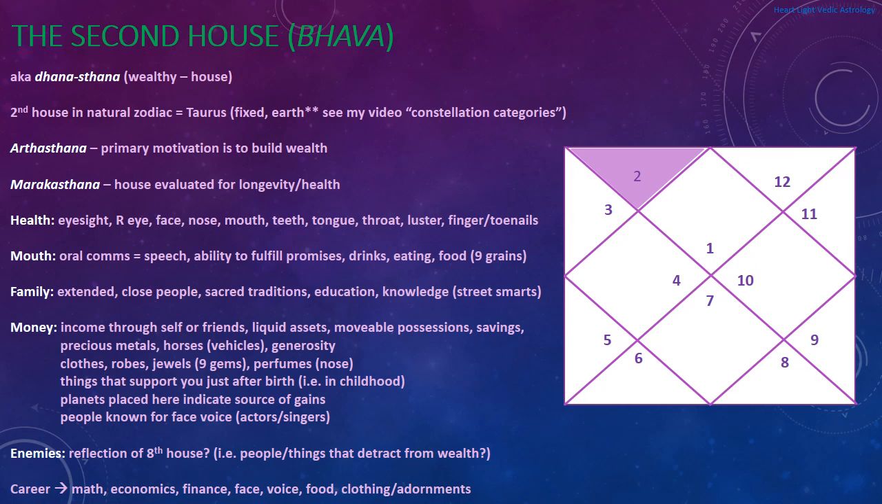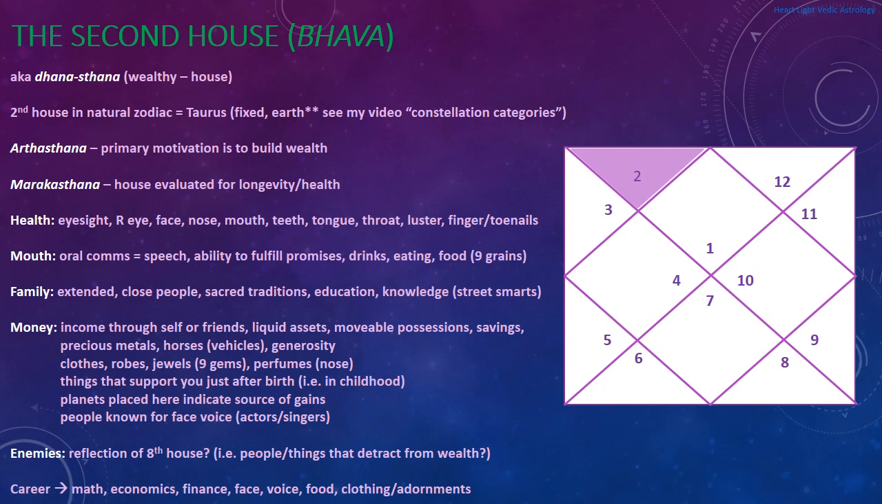The other thing to note about the second house is that the chart I have on the right is the natural zodiac. The natural zodiac is where the first constellation of the zodiac, meaning Aries or Mesha in Sanskrit, is lined up with the first house. So make sure you don't confuse first house with first constellation, or second house with second constellation, because they're two different layers of information.